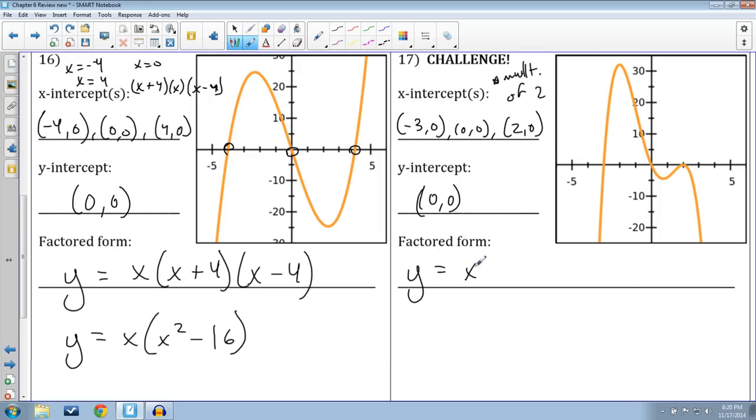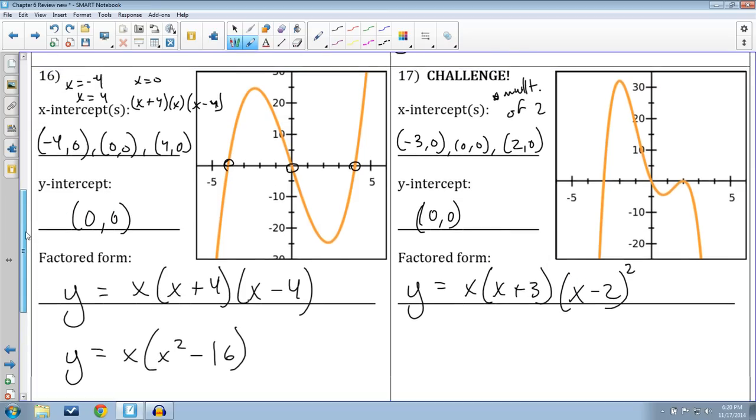X is one of my numbers, 0, 0. X plus 3 for negative 3, 0. And x minus 2 for my 2, 0. Now, how's a multiplicity of 2? So you want to square that puppy. There we go. Okay, x minus 2 quantity squared. This looks like a quartic. 1, 2, 3, 4.